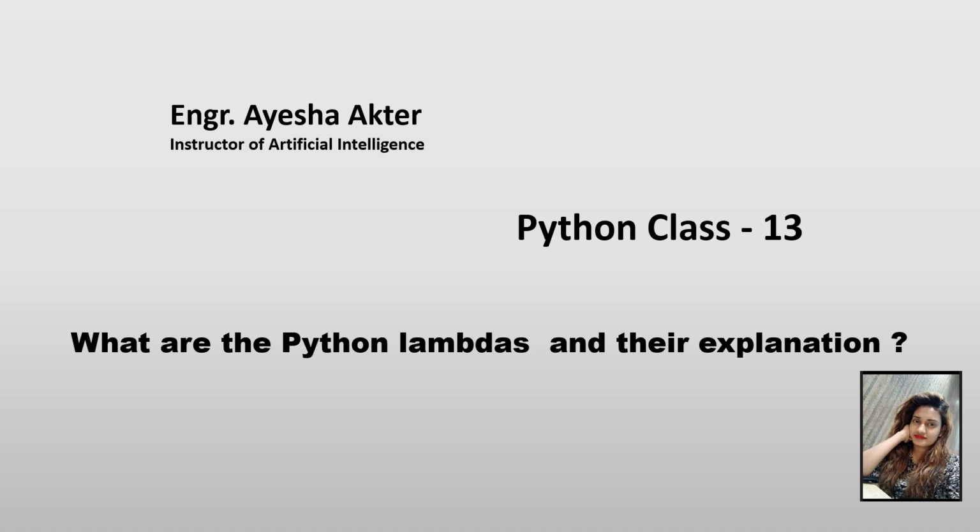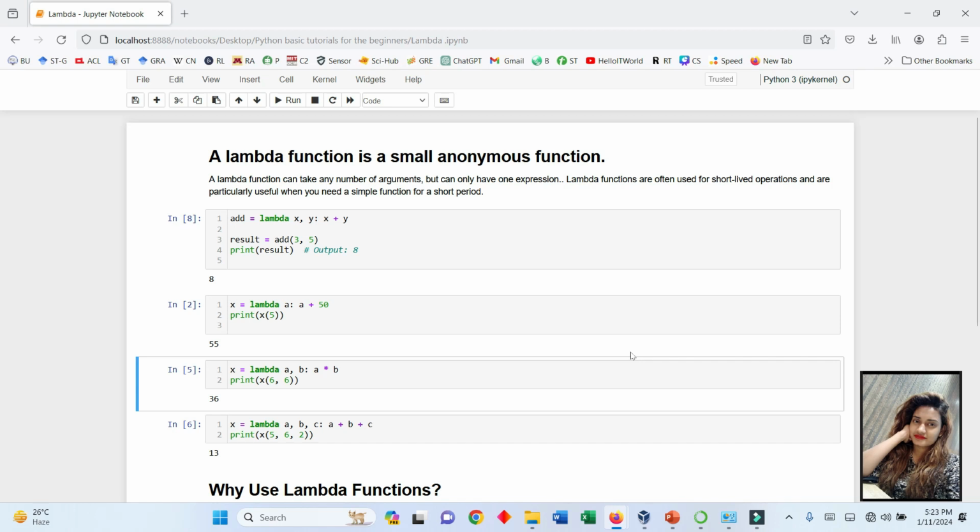Today in this tutorial I am going to show you what Python lambdas are and explain them. So for this, we have to know the Python lambdas. What is this? A lambda function is a small anonymous function. It can take any number of arguments but can only have one expression. It is often used for short-lived operations and is particularly useful when you need a simple function for a short period of time. Okay.